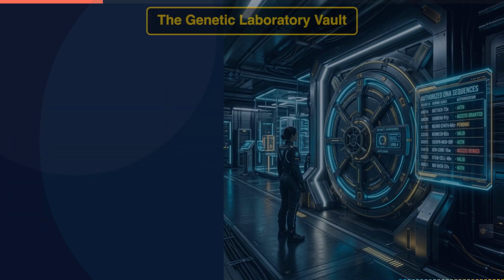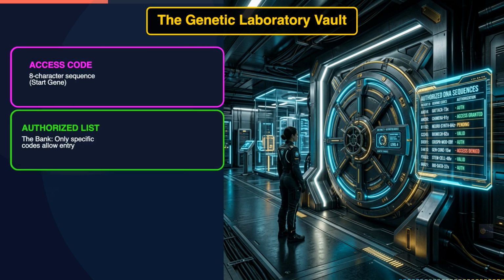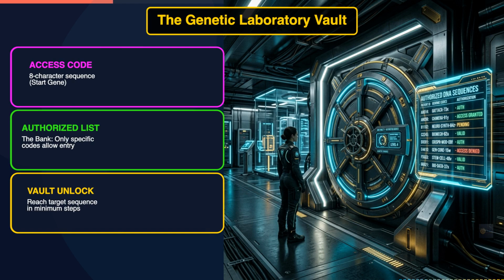Think of it like a high-security laboratory vault. You have an 8-character access code. To reach the final clearance level, you can only change one character at a time. However, every new code you generate must be a valid, authorized sequence from the lab's central registry, the bank. If you try to use a code that isn't in the registry, the vault stays locked. We want to find the shortest sequence of authorized codes to reach our final destination.